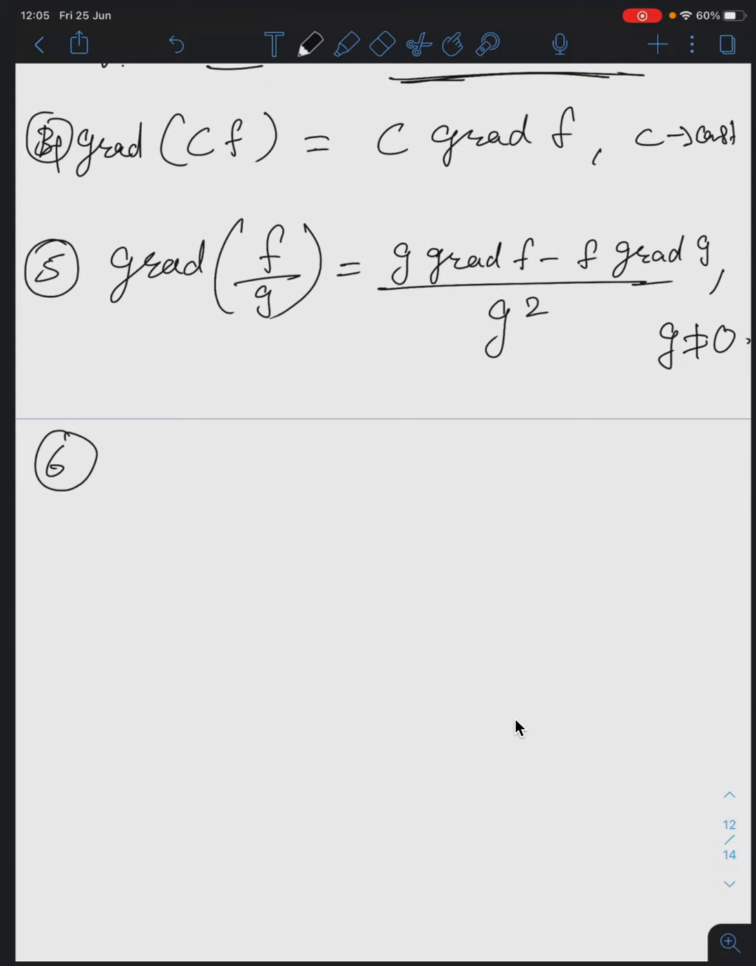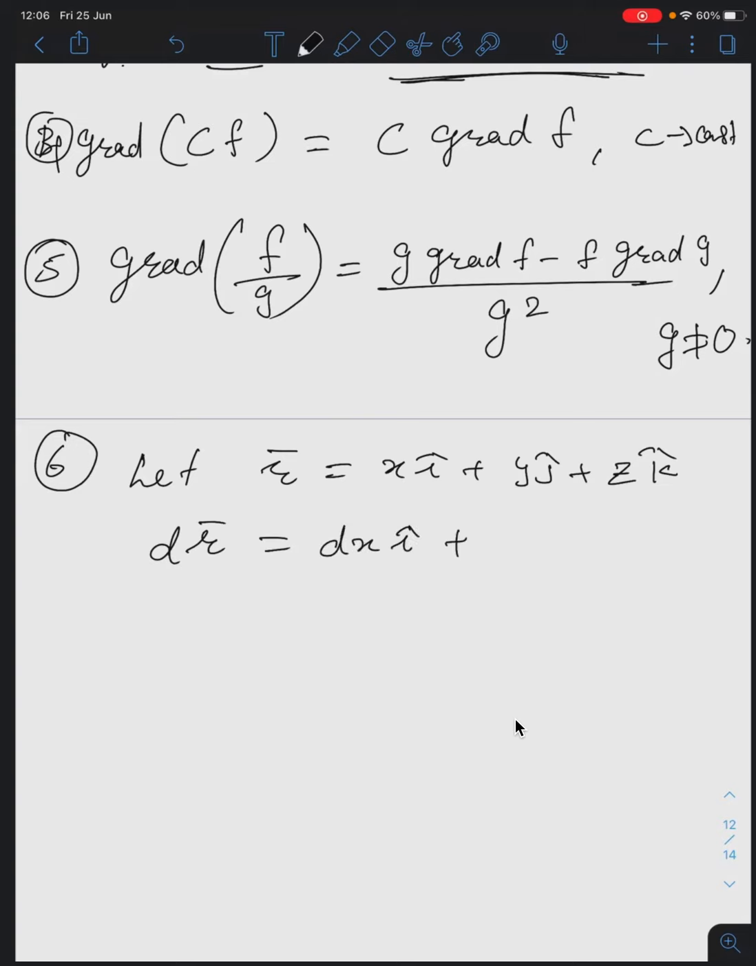Now, one more important thing here. If you take a position vector, from here onwards this r bar is very important in the problems also. Even if they don't mention what r bar is, you should know that r bar is the position vector of some point, which is given by x i cap plus y j cap plus z k cap. So if r bar is this, then dr bar will be dx i cap plus dy j cap plus dz k cap.